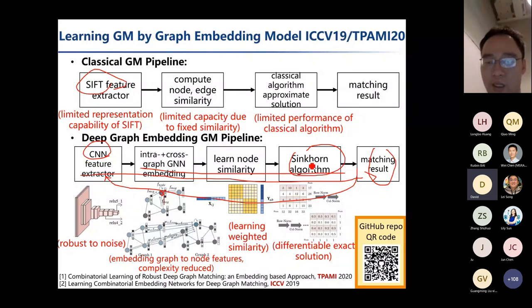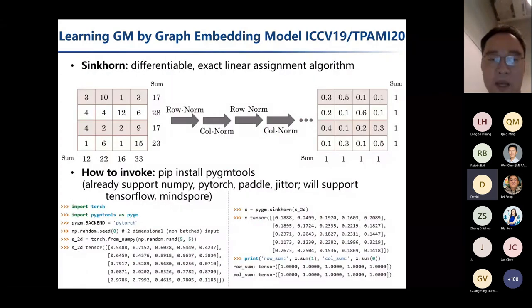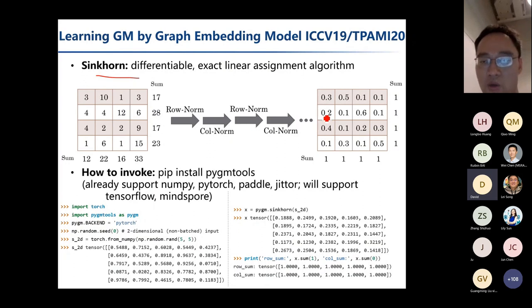But this is a layer. So this is our key idea about neuralizing the graph matching solver. In terms of Sinkhorn, we alternately normalize by column and by row to converge to the doubly stochastic matrix, which means the row sums come to one, and the same holds for the columns.